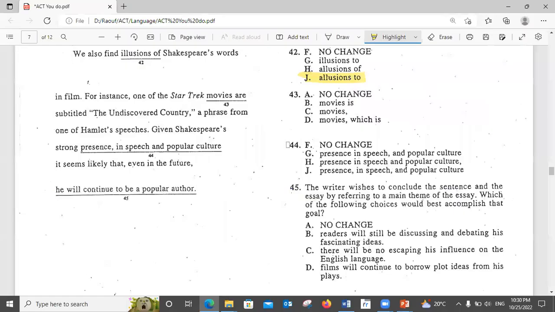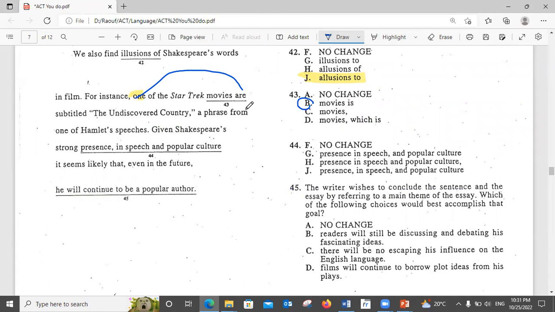Okay, everyone, let's see 43 first. Of course, as we said, for instance, the word one is singular, so it's one is, not one are. So the correct answer for 43 is B. Everyone got it right. Thank you very much.